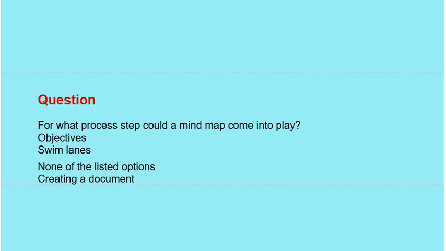Question is, for what process step could a mind map come into play? Option A. Objectives. Option B. Swim lanes. Option C. None of the listed options. Option D. Creating a document.